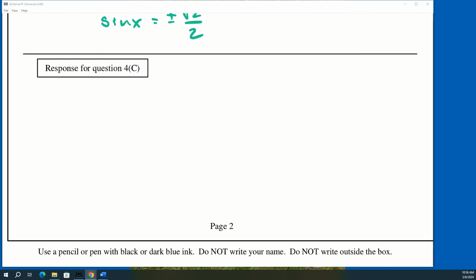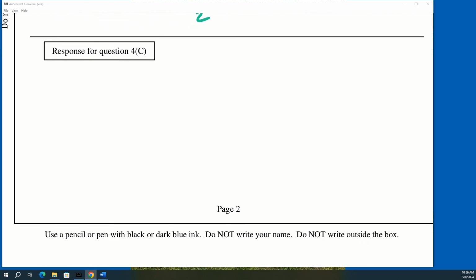What? You always have your hand. Yeah, you always have your hand. You use your hand to do trigonometry? No, I meant like drawing a unit circle on your hand. Don't do that. No, please don't do that.